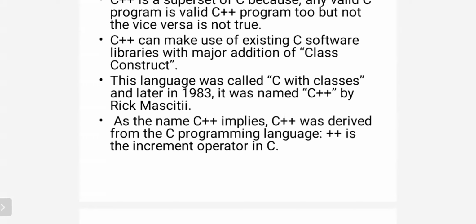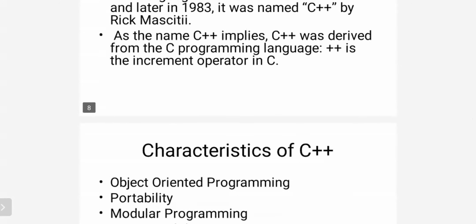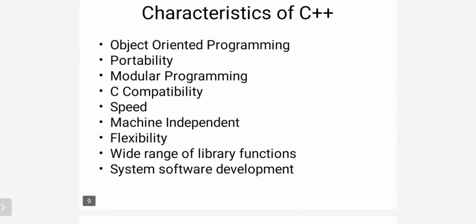So this is the history of how the C++ language was developed. Clear? Do you understand how the C++ language was developed? Okay. The next concept is the characteristics of the C++ language. Any language can be implemented, and every language has its own characteristics. Like that, the C++ language also has a number of characteristics.